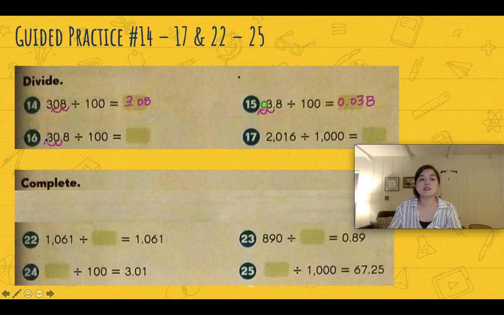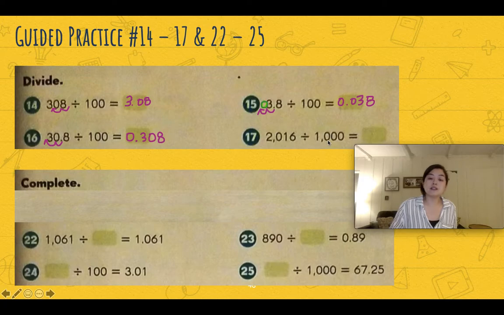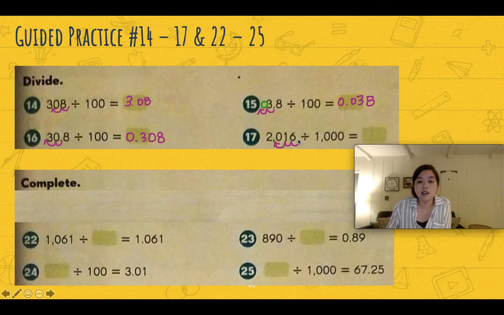Now here, 1, 2, I move it over to the left here, and my pockets are filled, so my decimal point comes before the 3, so 0.308. And when I divide by 1000, I have to move it over to the left 3 places. So my decimal point is here, and I move it over to the left 3 places, so my decimal point goes between the 2 and the 0. So that is 2.016.